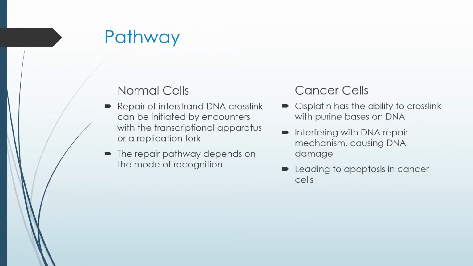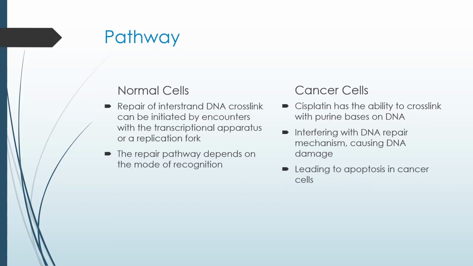The pathway that cisplatin uses in cancer cells is that it has the ability to cross-link with purine bases on DNA. This interferes with the DNA repair mechanism, causing DNA damage, which ultimately leads to the cell not being able to repair the DNA and causing apoptosis, which means cell death in cancer cells.